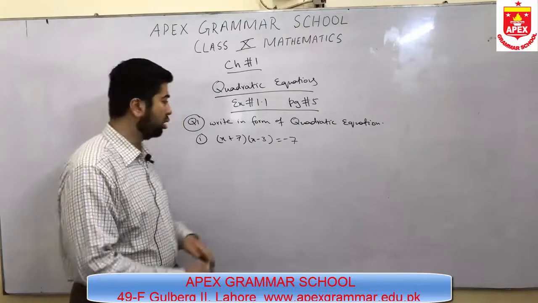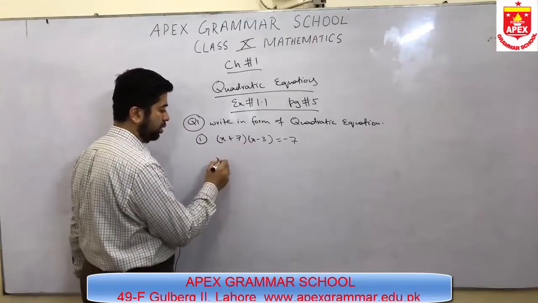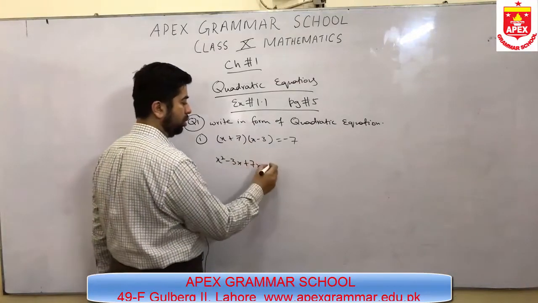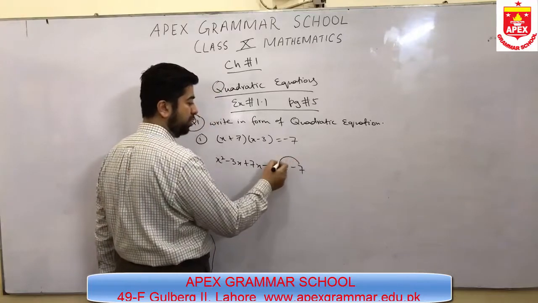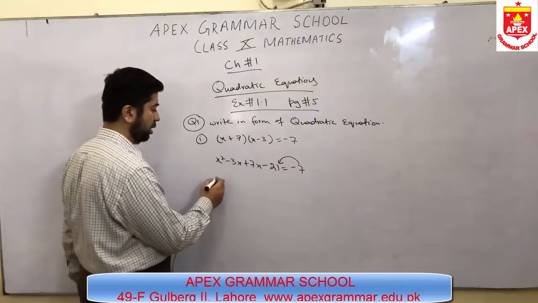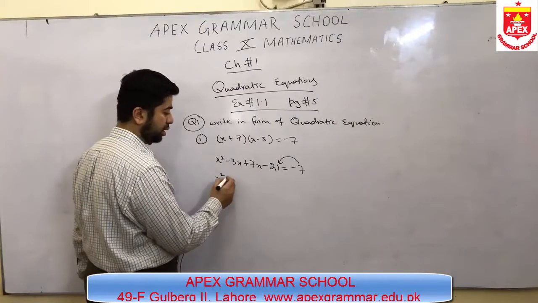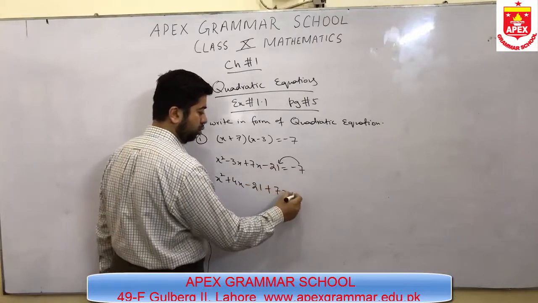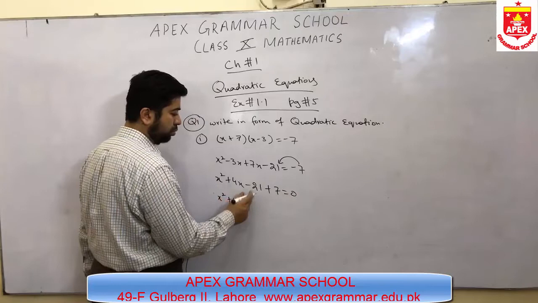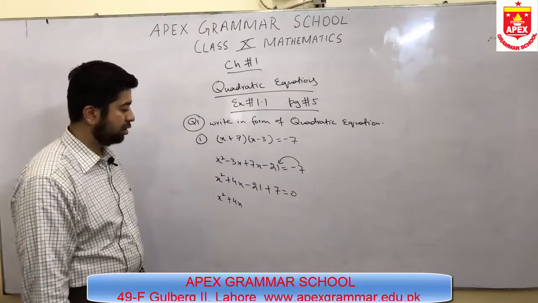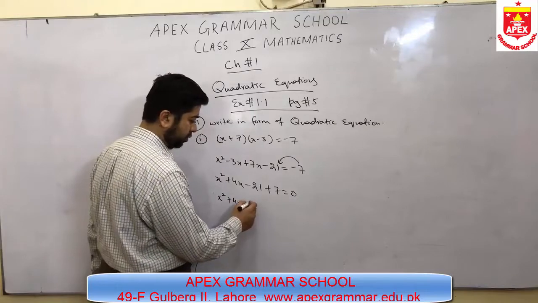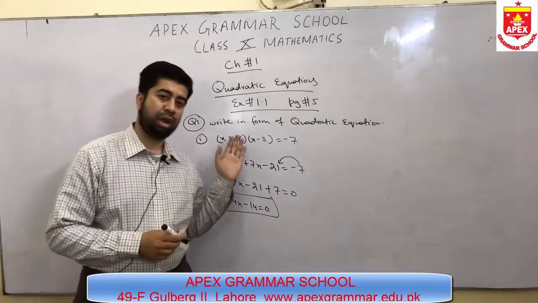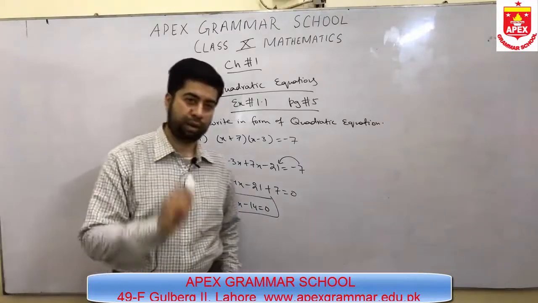Just multiply both expressions. You have x square minus 3x plus 7x minus 21 is equal to minus 7. This minus 7 is going to positive here. So x square minus 3x and plus 7x, that is plus 4x, minus 21 and after that plus 7 is equal to 0. So now x square plus 4x minus 21 plus 7, that is minus 14, is equal to 0. And that's it. You have done, and you have written it in the form of a quadratic equation.